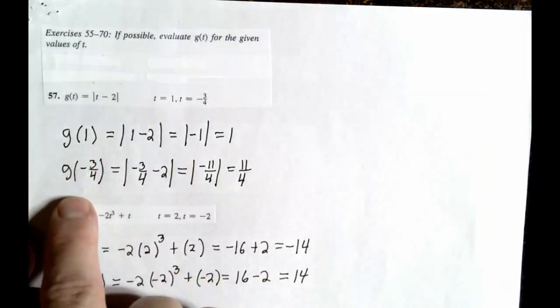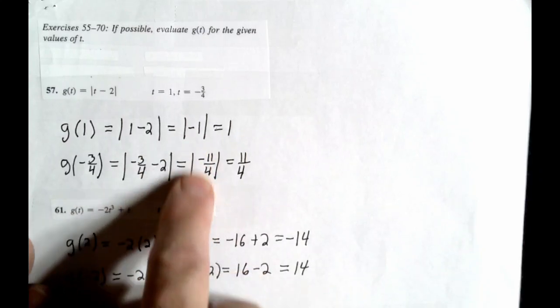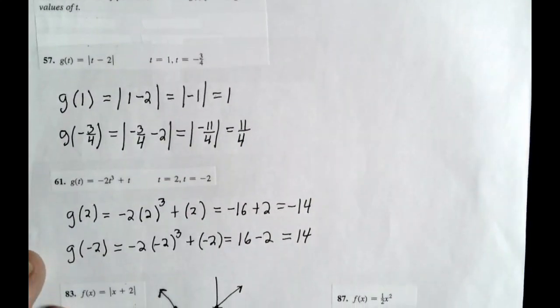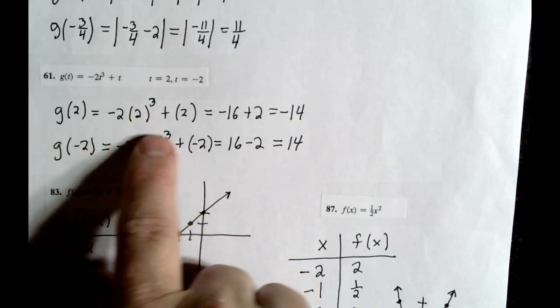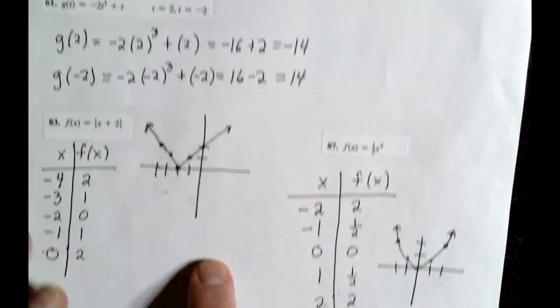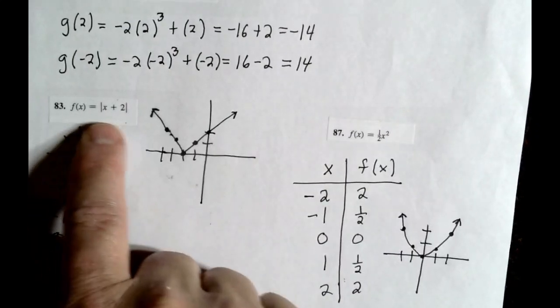57, you want to plug in 1 and minus 3/4 into the function, and when you do, you get these numbers, and you drop the negative sign when you do absolute value. And here you plug in a 2 or a minus 2 into the function, and you get these two different values here. Okay. And then 83, you graph that.